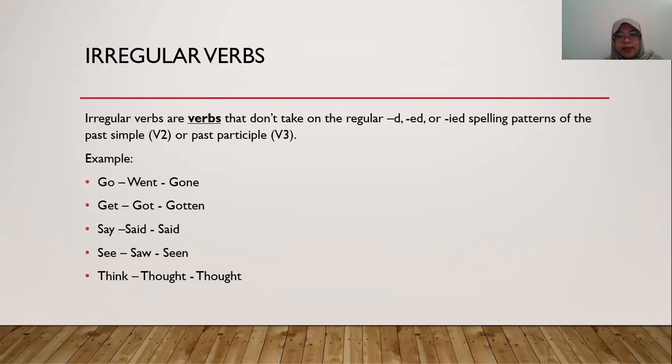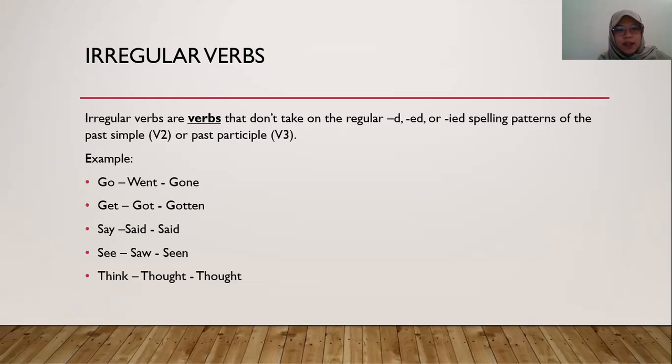And also another thing that you have to know, especially when you use past tense, you might sometimes use irregular verbs in your sentence. So what are irregular verbs? Irregular verbs are verbs that do not take on the regular d, ed, or ied spelling patterns of the past tense or past participles. So as we know, when you use past tense, you can use regular verbs and irregular verbs. So these are examples of irregular verbs.